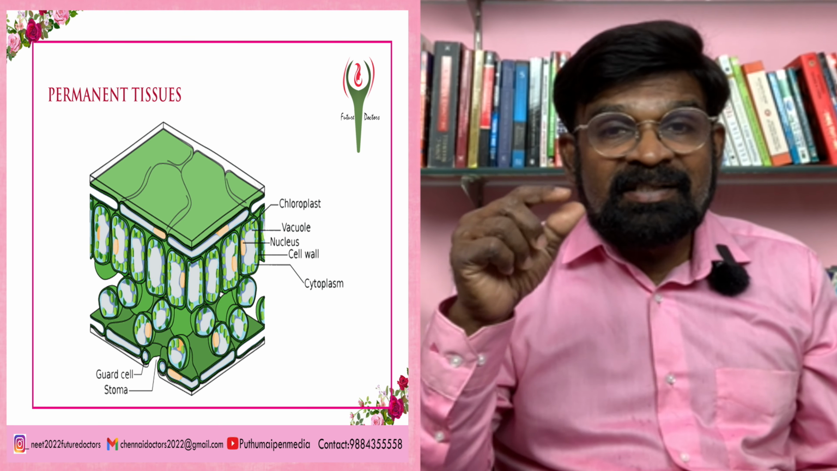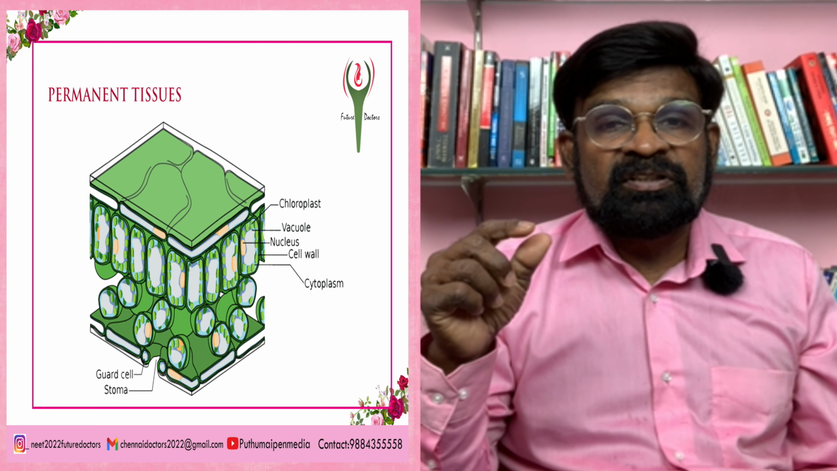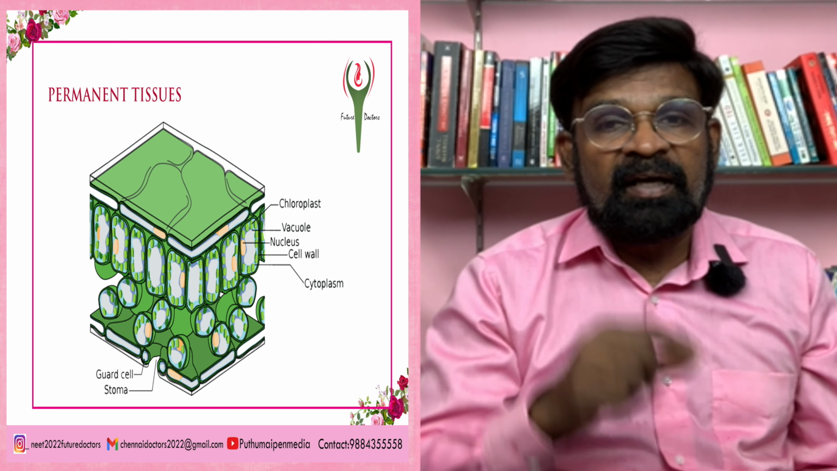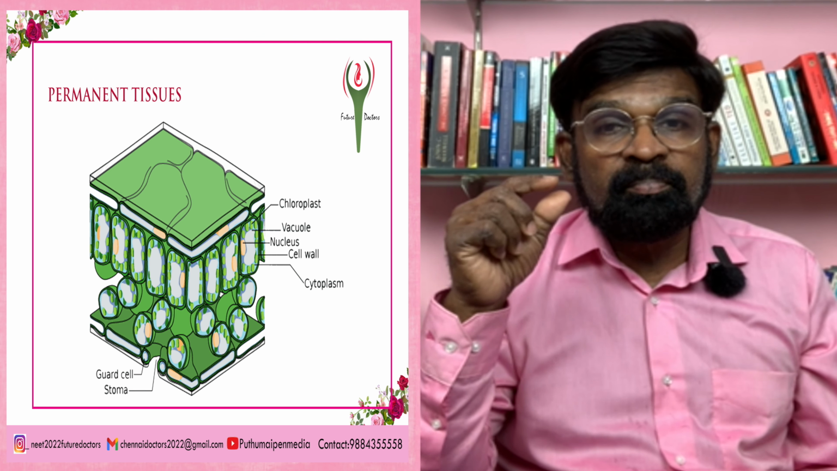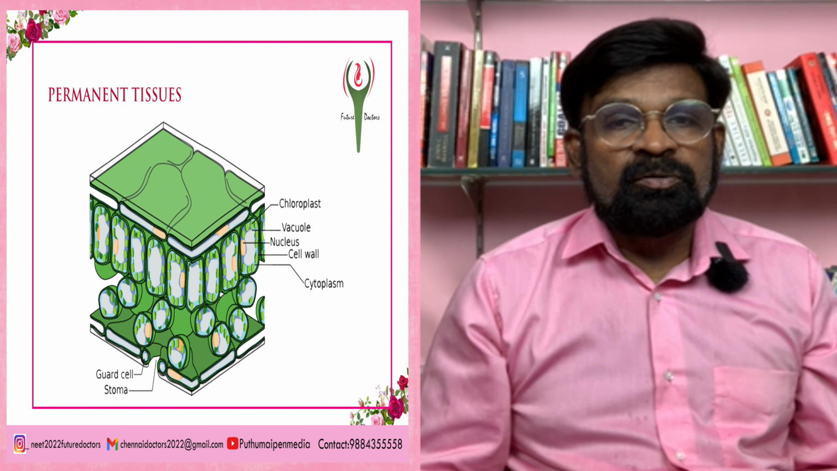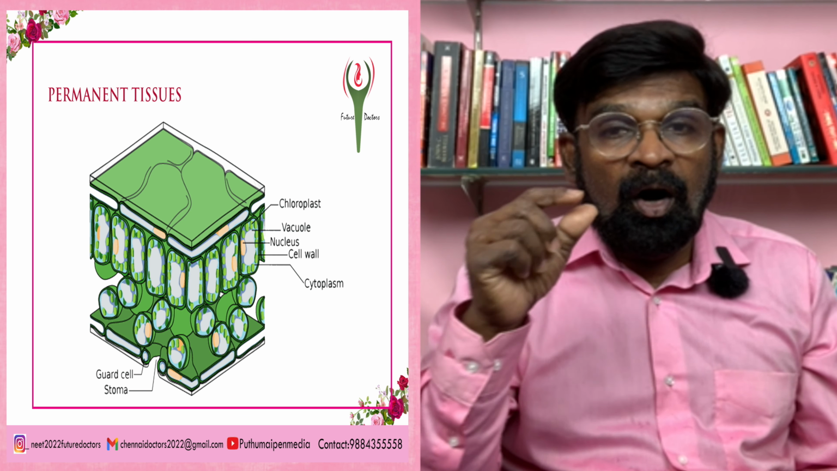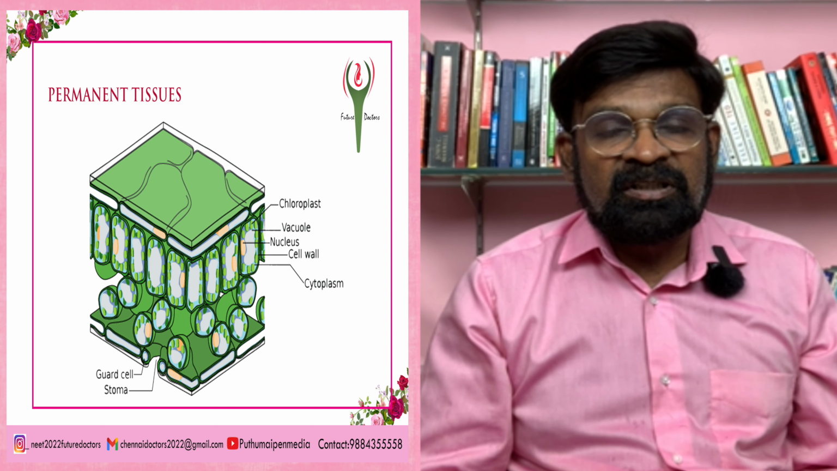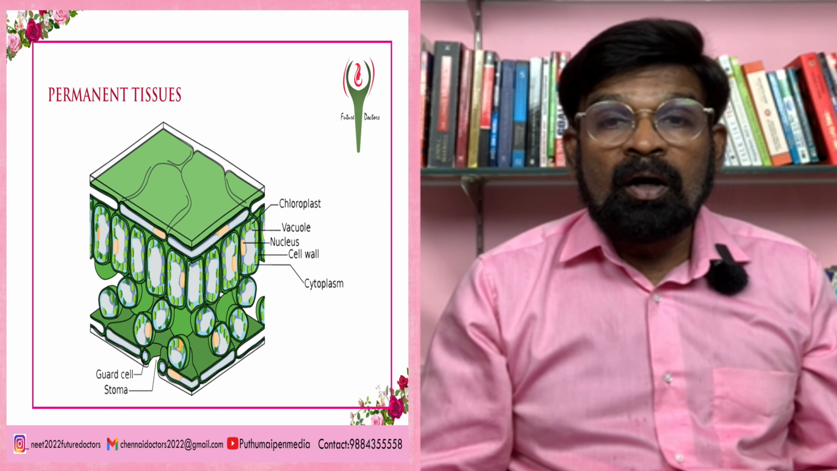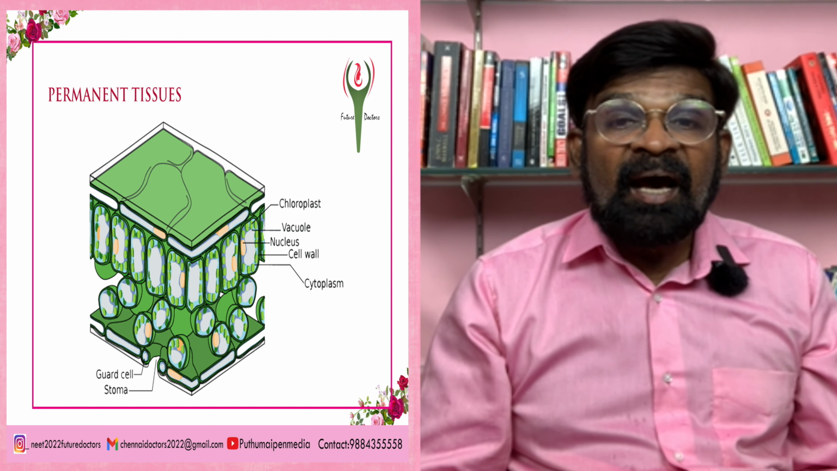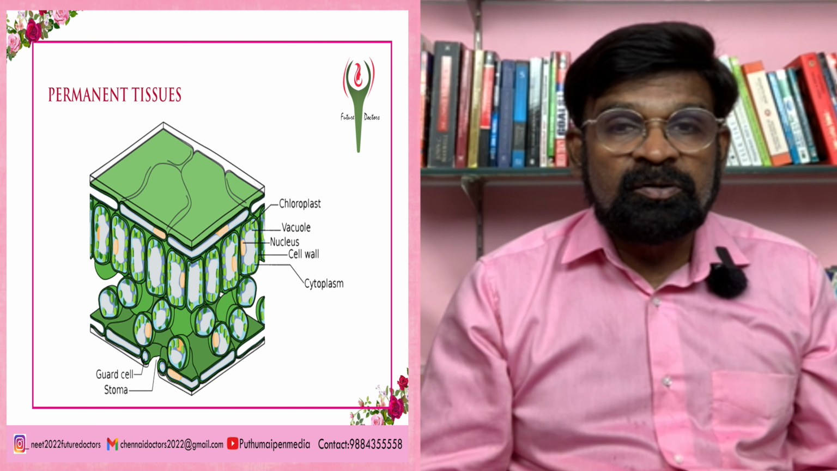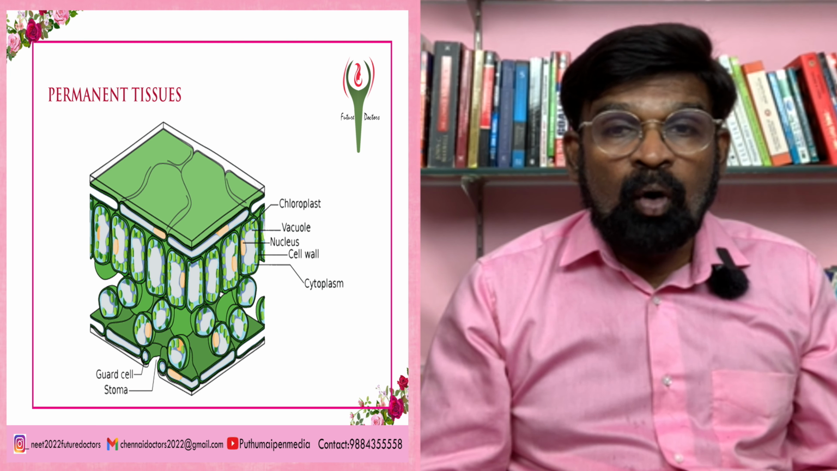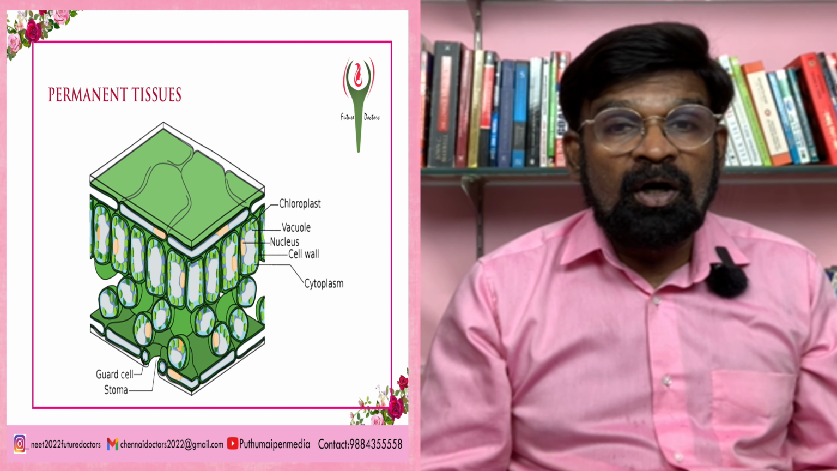Next slide. The meristematic cells gradually differentiate and lose the ability to divide. Such cells are termed as mature or permanent cells. Simple permanent tissue. The permanent tissue having all cells similar in structure and function are called simple tissue. Parenchyma. It is a living simple permanent tissue composed of thin-walled cells. Parenchyma is also called primary tissue or ground tissue.